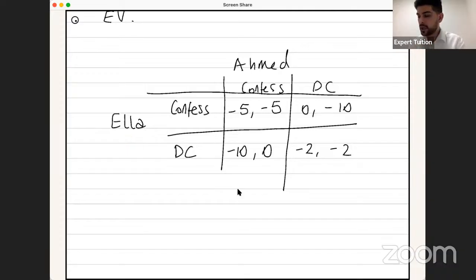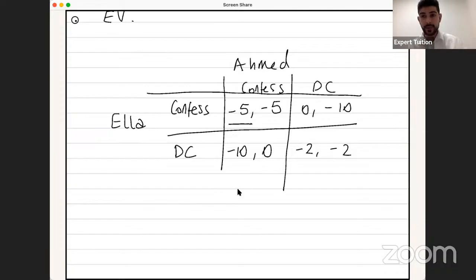And we're going to go, all right, imagine Ahmed is playing confess. So we're only dealing with this row here, or this column, yeah? What is better for Ella to do if I play confess? Is it better for her to confess and get -5, or to not confess and get -10? Obviously, it is better for her to get -5 than -10, so she's going to confess. I'm going to underline her better move.